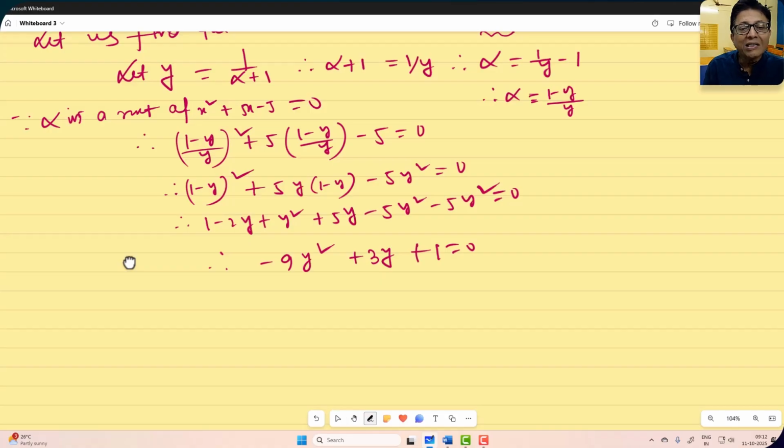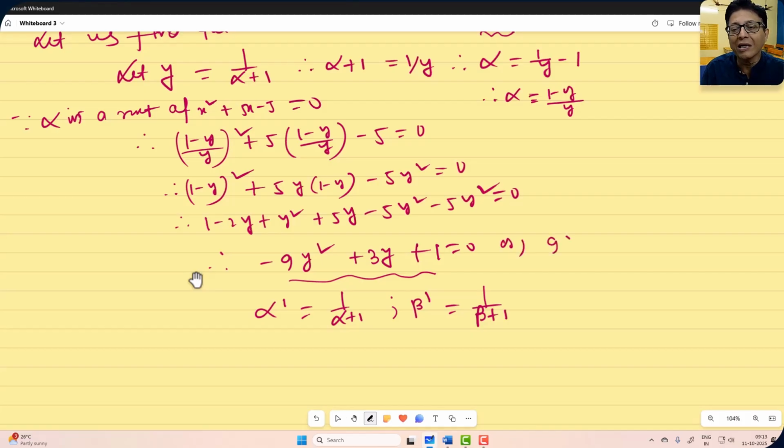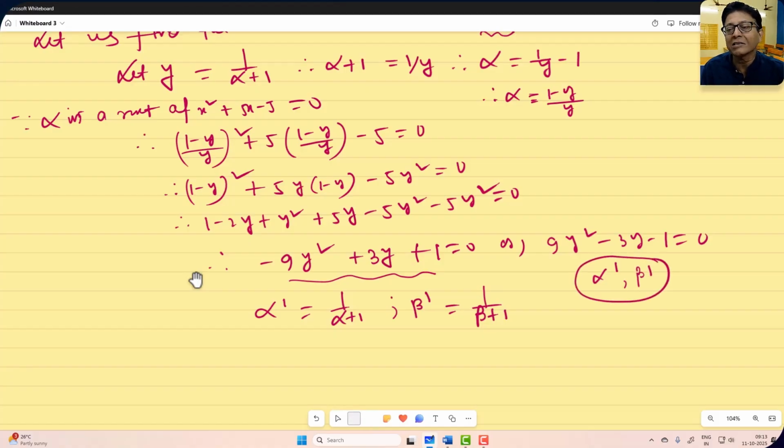So this equation has roots alpha dash equal to what? 1 by alpha plus 1 and beta dash equal to 1 by beta plus 1. It means this equation, 9y square minus 3y minus 1 equal to 0, has roots in the form alpha dash and beta dash, where alpha dash and beta dash are given in this manner.